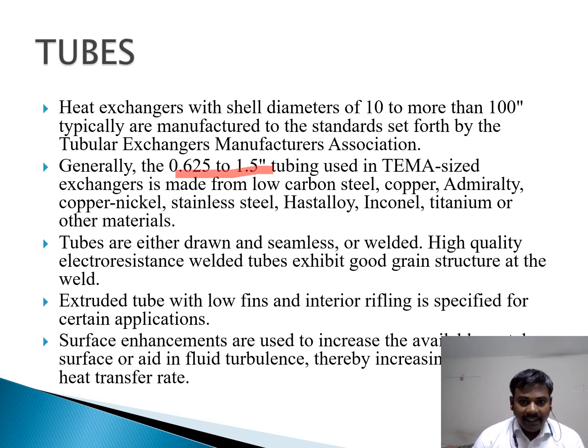The main materials used to manufacture the tubes are low carbon steel, copper, nickel, stainless steel, titanium or other materials. Tubes are either drawn and seamless or welded. High quality electro resistance welded tubes exhibit good grain structure at the weld. Extruded tube with low fins and interior rifling is specified for certain applications. So this is a general description of the tubes.